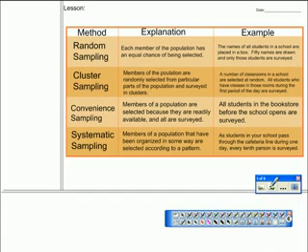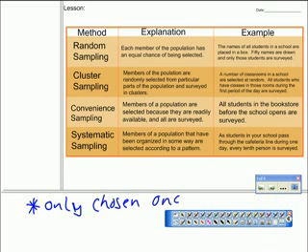Each member of the population has an equal chance of being selected. And here's the caveat, the thing we have to note. Anytime we're doing any kind of sampling, a person can only be chosen once. Only chosen once. If you get chosen more than once, it invalidates the entire survey, because then your opinion is twice as important as everybody else.